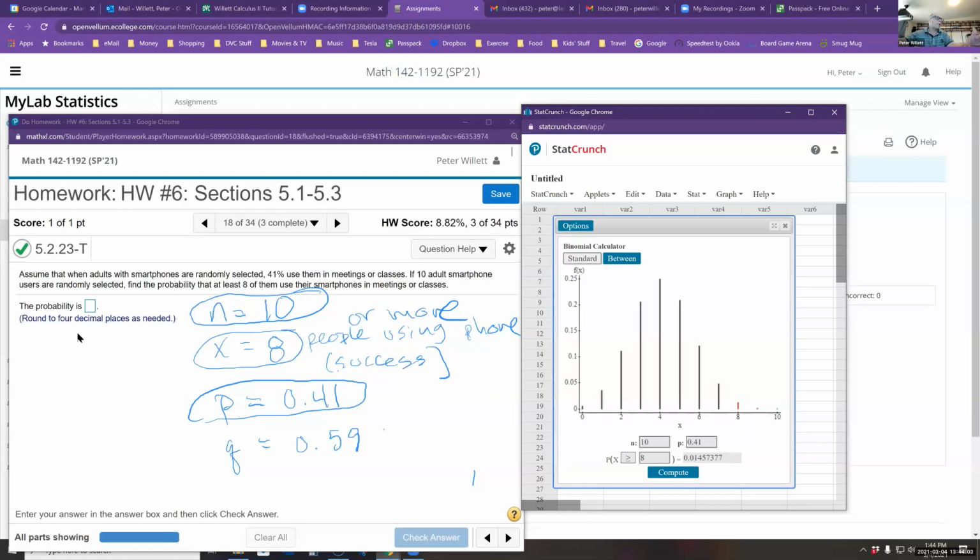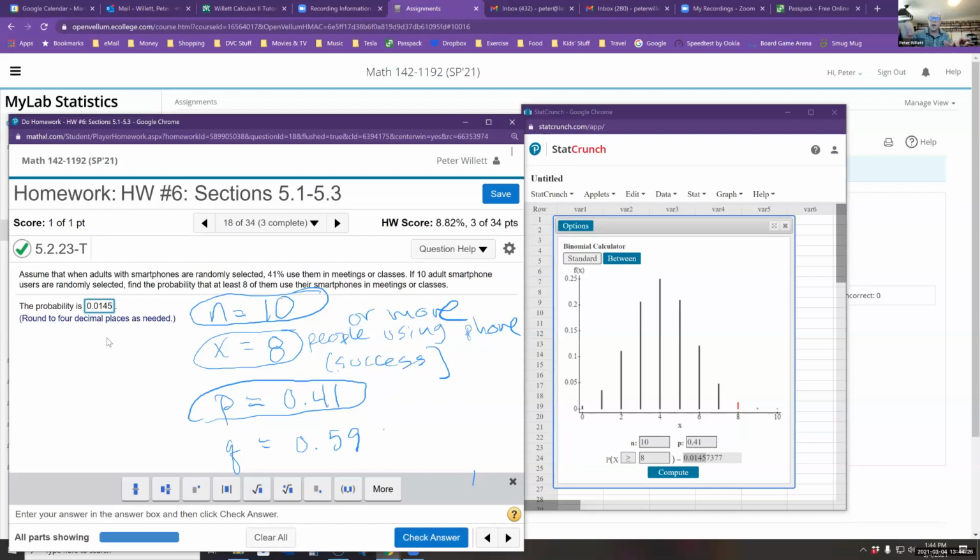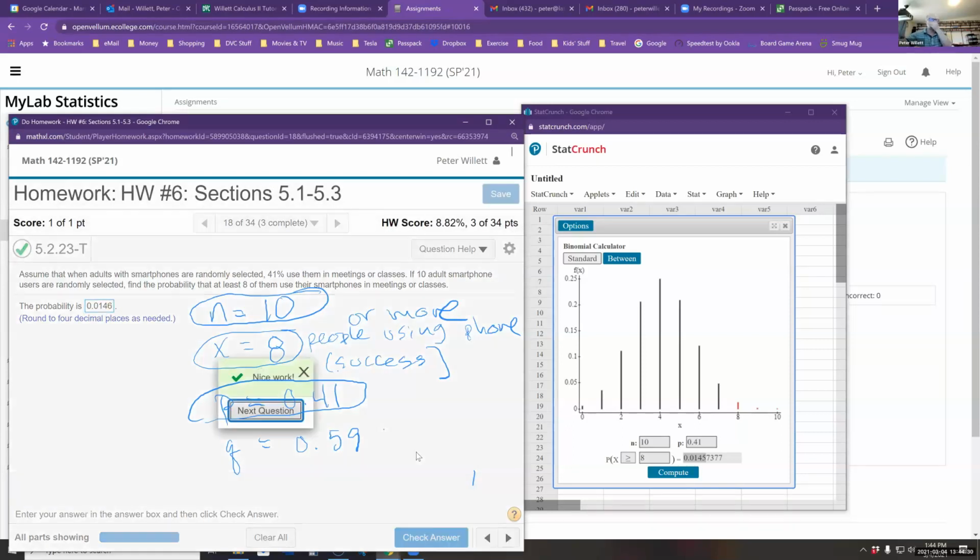So they want this probability rounded to 4 decimals. So let's go to the 4th place. The 4th place is a 7. No, I went too far. It's a 5. 0, 1, 4, 5. So there's the 4th place. The 4th place is a 5, and the number after it is a 7. So I need to round the 5 up to a 6. So I'll drop that in here, back up on the 5 and make it a 6. And that should be what we want.